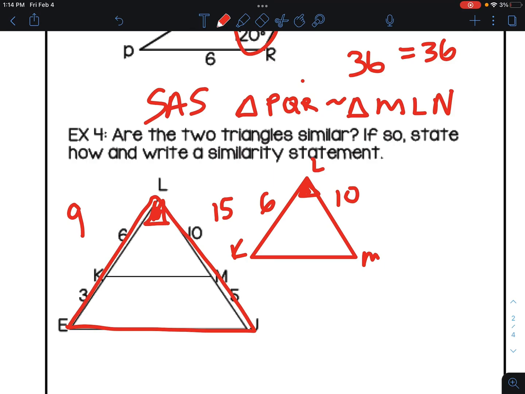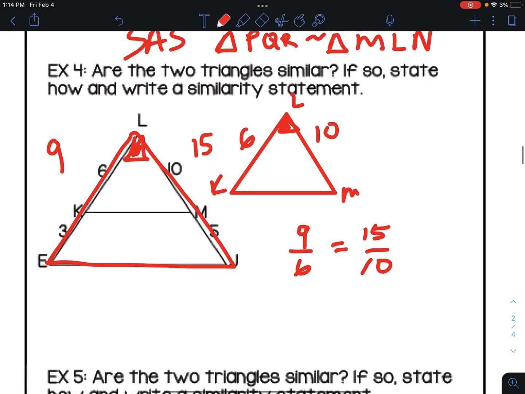So could be side, angle, side, 9 to 6. All right. Left side to left side. Is that proportional to right side to right side? And again, you can do cross products. 6 times 15 is 90. 9 times 10 is 90. You can reduce that fraction down, divide it out in the calculator. They should equal the same number.